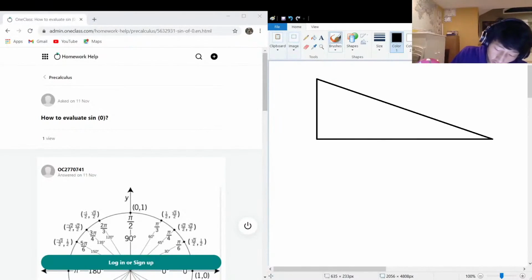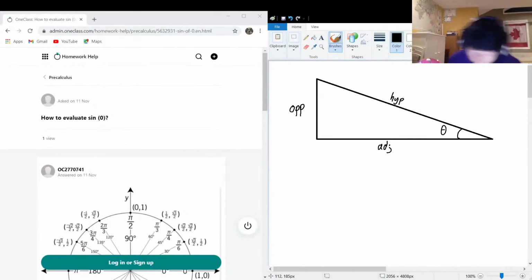So for SOHCAHTOA, here we have our hypotenuse, our hype, get hyped about that. If we're talking about this angle, we're going to have our adjacent, ADJ, and our opposite, OPP. And we know that sine of the angle is equal to opposite over hypotenuse.